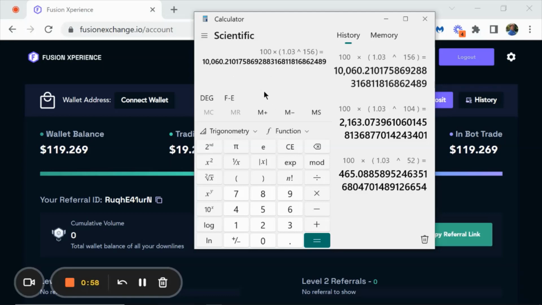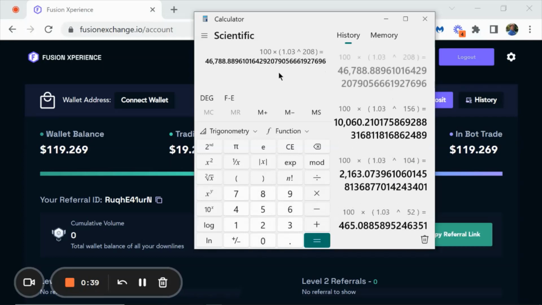Let's go ahead and do it out for 4 years. With $100 at a 3% interest rate, compounded out 208 weeks, you're going to end up with $46,788 as your final amount. Subtract the $100 out again, and you're going to have a $46,688 return.